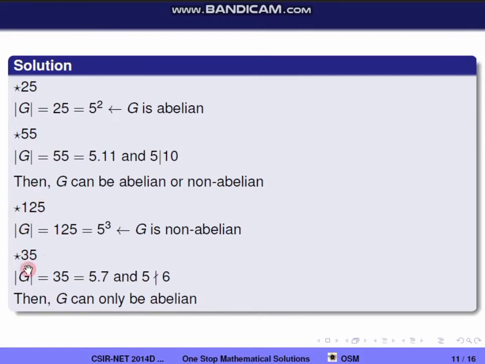Order 35. Prime factorizing it, that is equal to 5 into 7, and 5 does not divide 7 minus 1. So G can only be isomorphic to an abelian group. So the correct options are the second and third one.